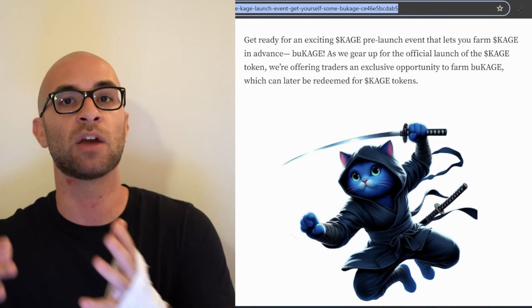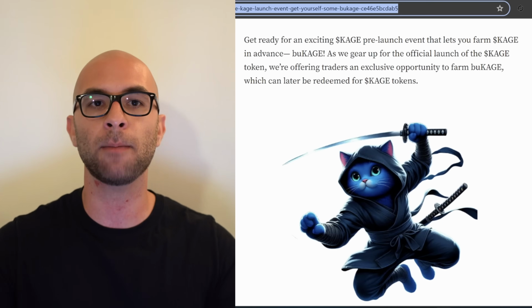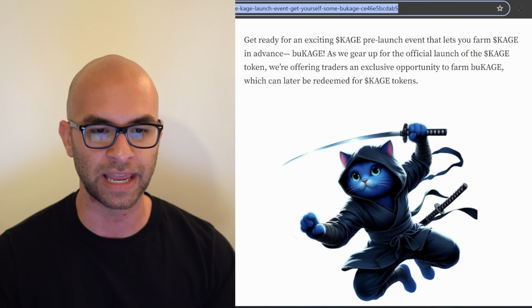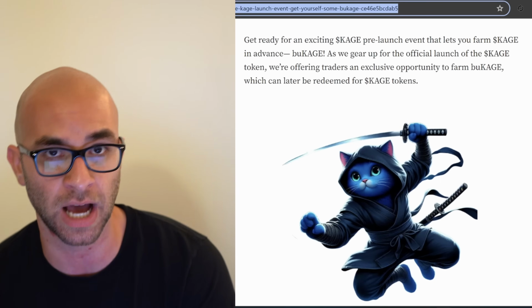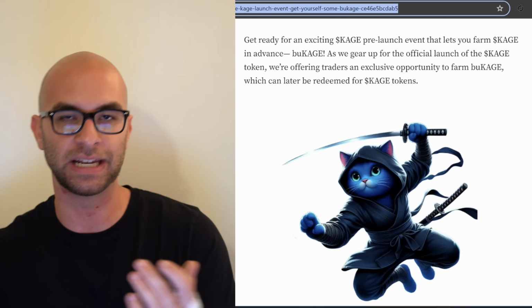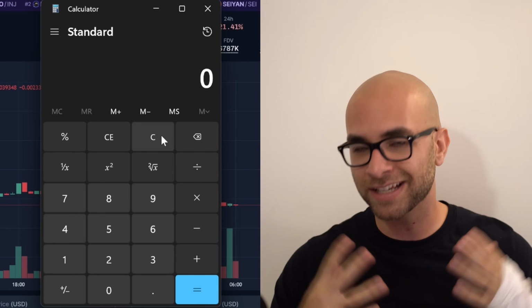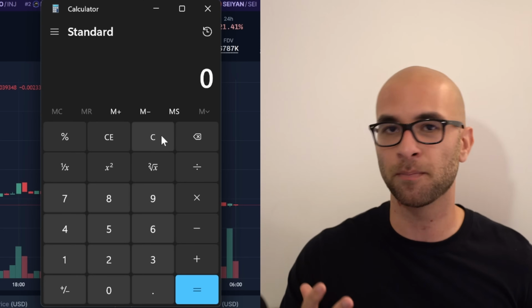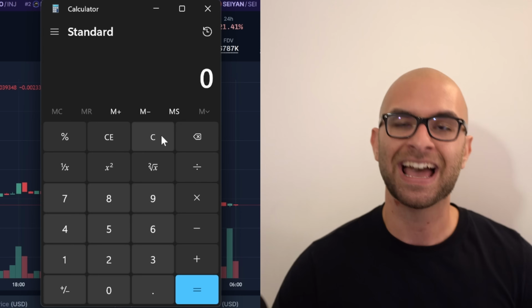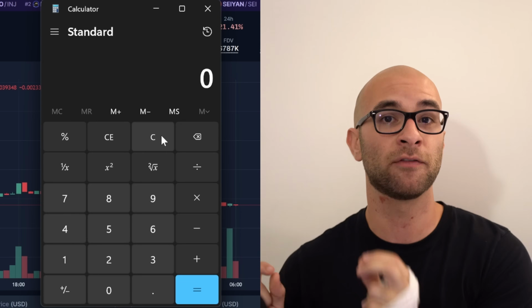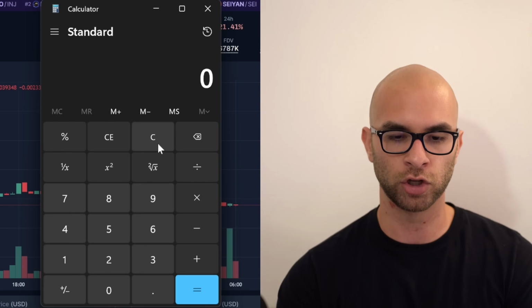And yes, there is a 1% fee, but what's going to happen, guys, is you're going to be able to accumulate this Bukage token, and you're going to be able to exchange this Bukage token for the actual main Kage token. Now, I wanted to do one calculation here to guesstimate how much Kage we're going to get for every single Bukage, because I don't think it's going to be a one for one, depending on the amount of volume that comes in.